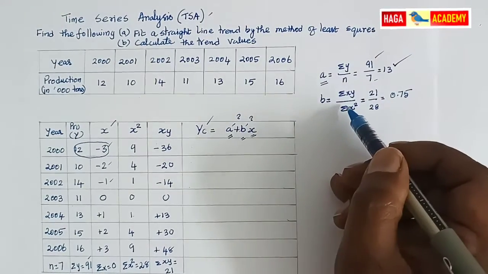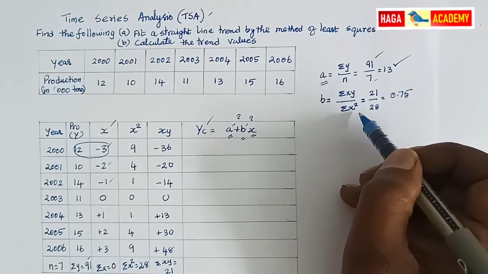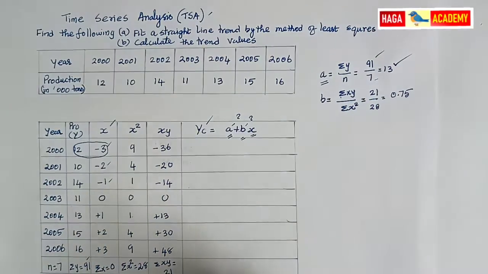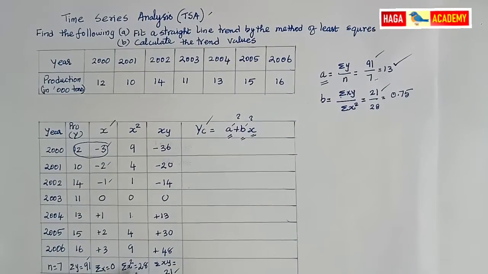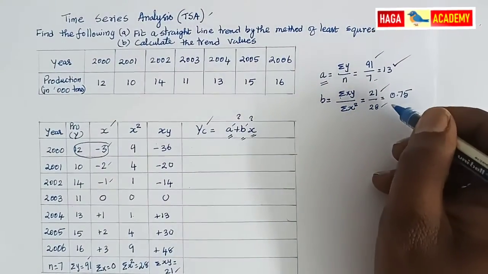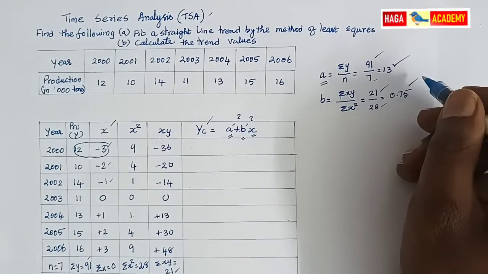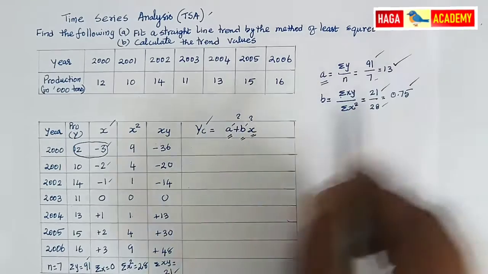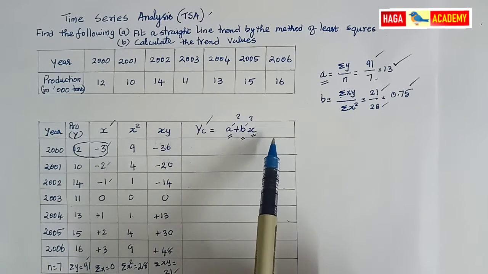Next, b. What is the b formula? Summation xy divided by summation x square. Summation xy value is 21. Then summation x square value is 28. 21 divided by 28, the value is 0.75.